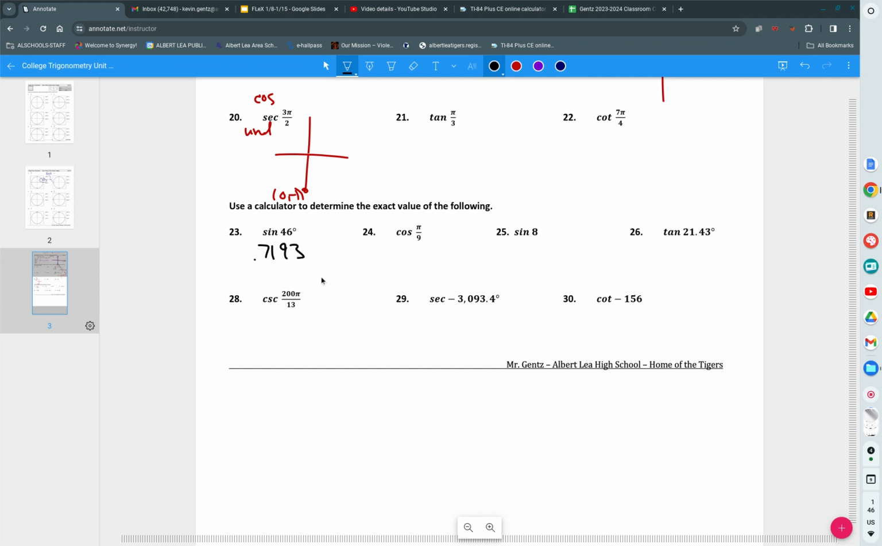Now, the directions are incorrect. It says use a calculator to determine the exact value. We are not determining an exact value. We're determining an approximate value.